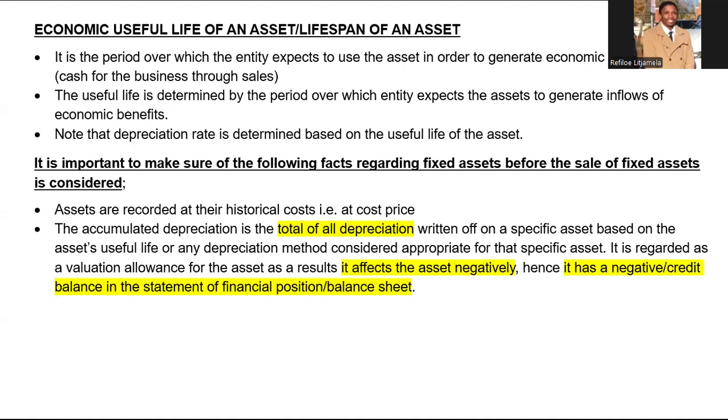Accumulated depreciation is considered or regarded as a valuation allowance for an asset. As a result, it affects the asset negatively, as it has a negative or credit balance in the statement of financial position. Accumulated depreciation, as I have explained, increases on the credit side.